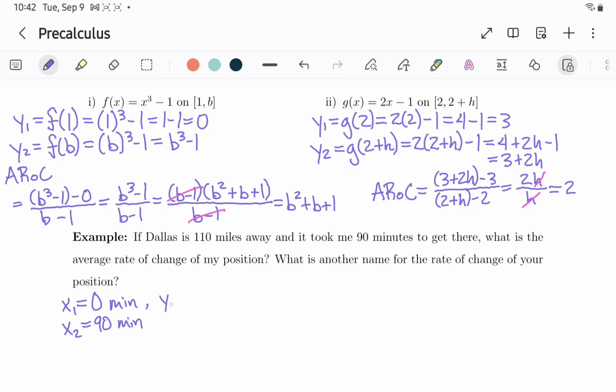And our y sub 1 is going to be our position 0 minutes into our drive. So that's going to be 0 miles. You know, at the very start of our drive, we haven't gone anywhere yet. And then y sub 2 is going to be our position 90 minutes into our drive, which is 110 miles away.